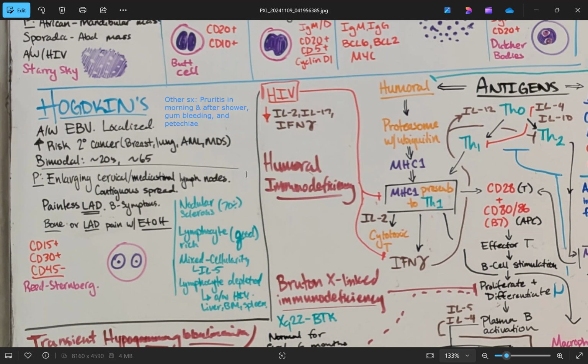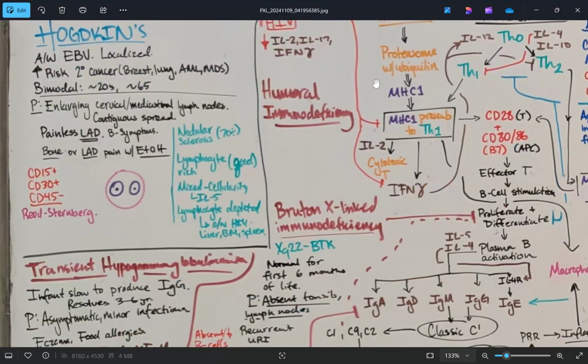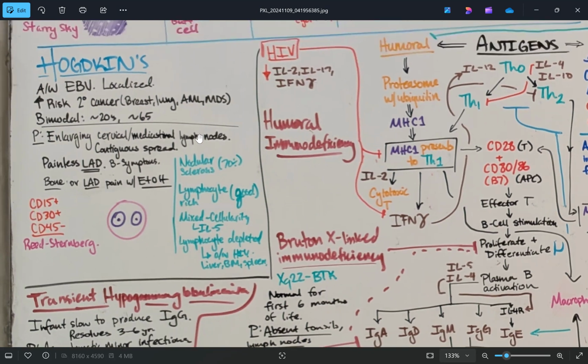For labs, you'll look for CD15 plus, CD30 plus, and the big thing here is CD45 minus. And then for histology, Reed-Sternberg cells, you got your owl eyes. That's one of the big things as well for histology. You see that? Hodgkin's, nothing else. Get it out of your head.